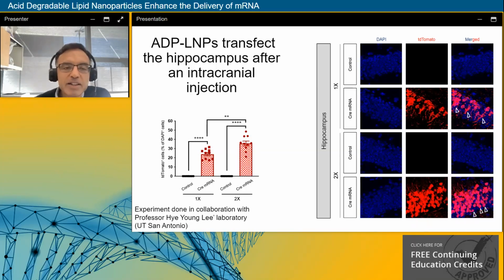And she then counted the number of red cells in the hippocampus. The results are shown here on the left. The y-axis is the percent TD tomato positive cells. The x-axis is the various groups. And what you can see here is that at a 2x dose of Cre mRNA, we transfected about 30% of the cells in the entire hippocampus after a single intracranial injection. That's actually quite promising because at that level, you can probably treat a lot of different diseases where hippocampal damage is a major issue.